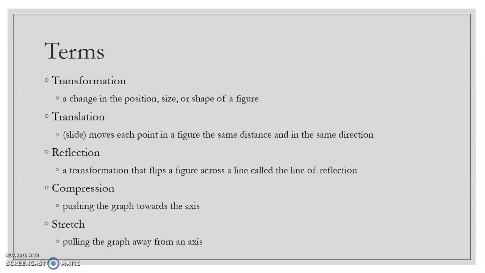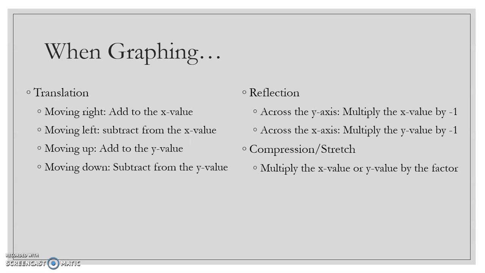So when you're graphing, there are certain operations that we do to the ordered pairs in order to complete these types of transformations. So let's see what those are. Now, the translation ones should make a lot of sense. If you're moving it to the right, you're going to add a number to the x value. If you're moving the object to the left, you're going to subtract a number from the x value. If you're moving it up, you're going to add to the y value. And if you're moving it down, you're going to subtract from the y value.